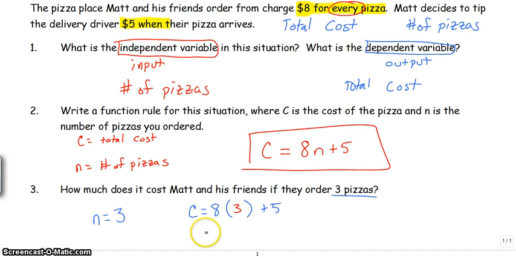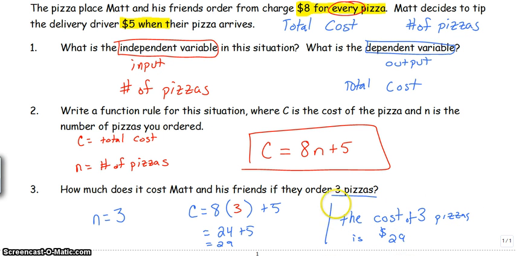We go through and we solve. 8 times 3 is 24. I add 5 to that, and I get 29. So C equals 29. We'd answer our question saying that the cost of the pizza, or of 3 pizzas, is $29. And that's our final answer.